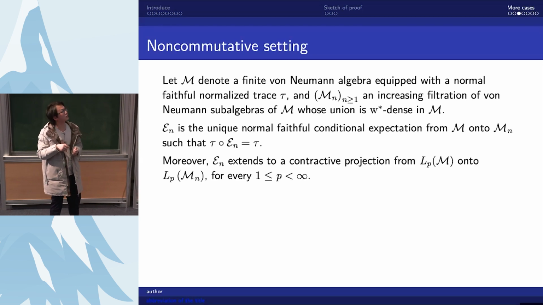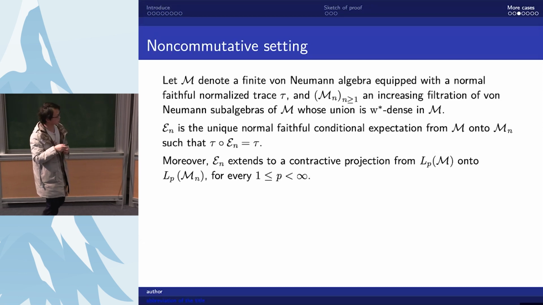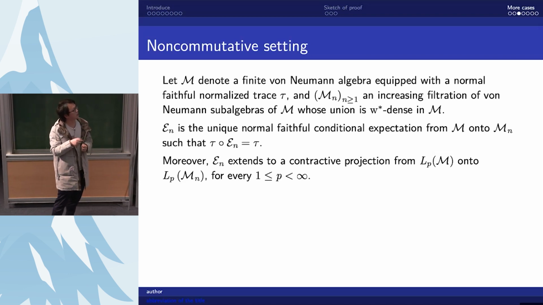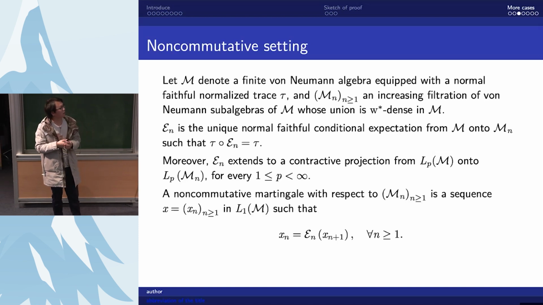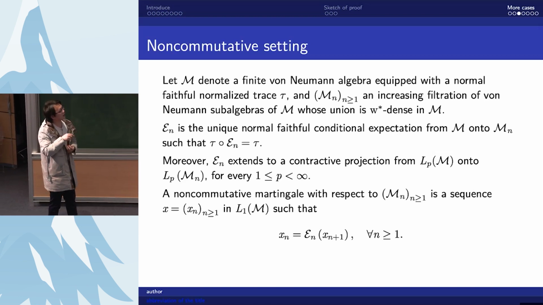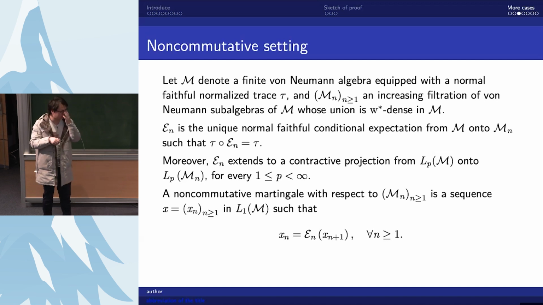Moreover, E_n extends to a contractive projection from L^p(M) onto L^p(M_n), for every p bigger or equal to 1 and less than infinity. A non-commutative martingale with respect to such a filtration is a sequence x = (x_n) in L^1 such that x_n equals E_n x_{n+1} for every n bigger than 1.